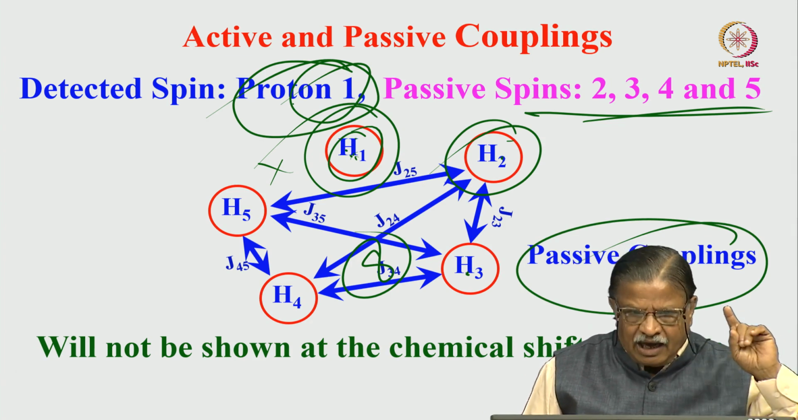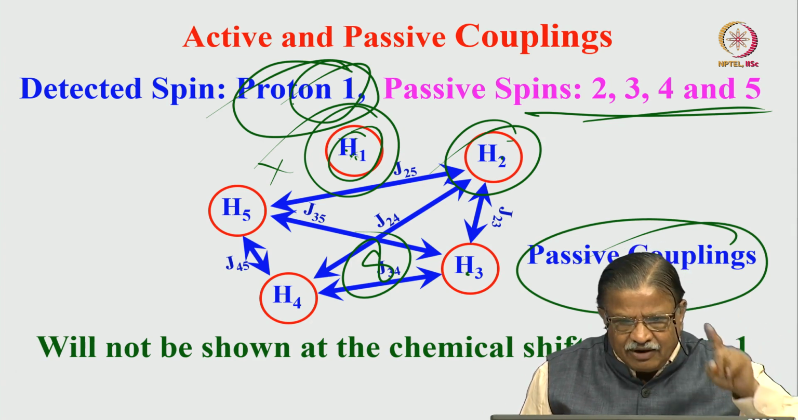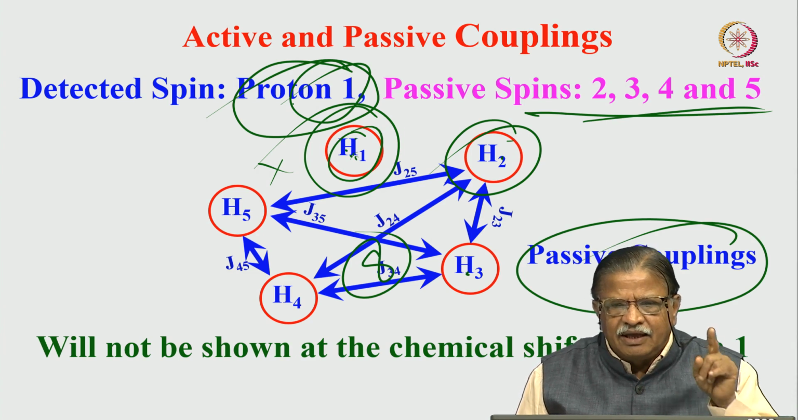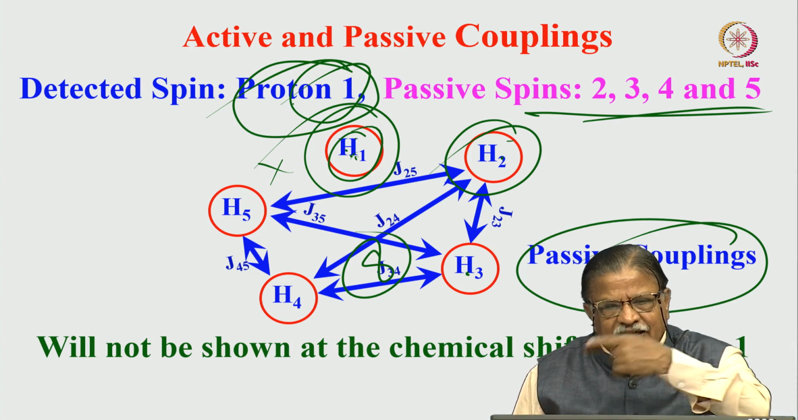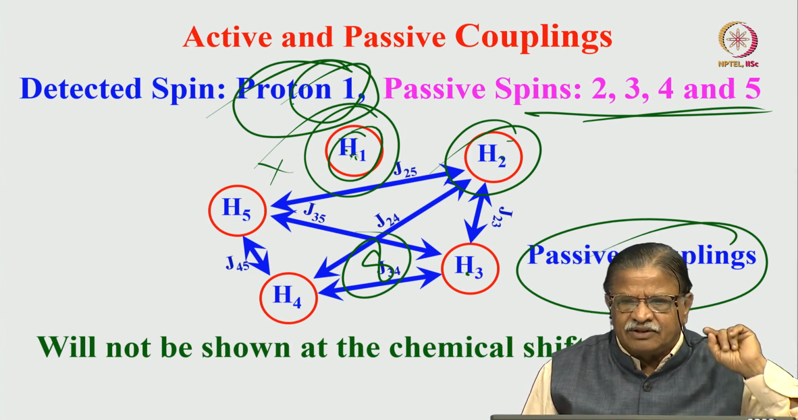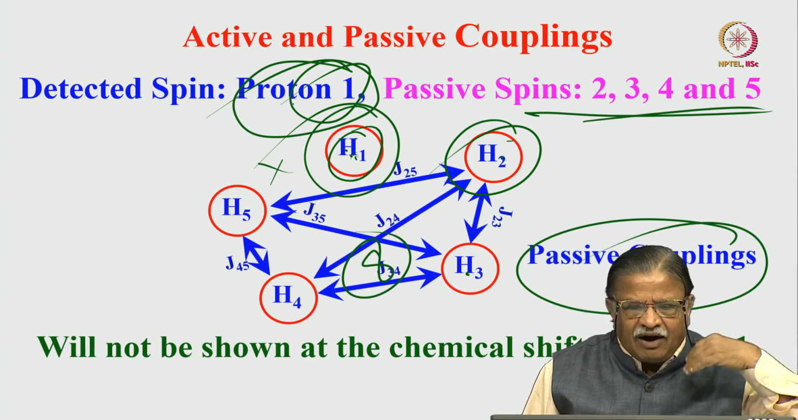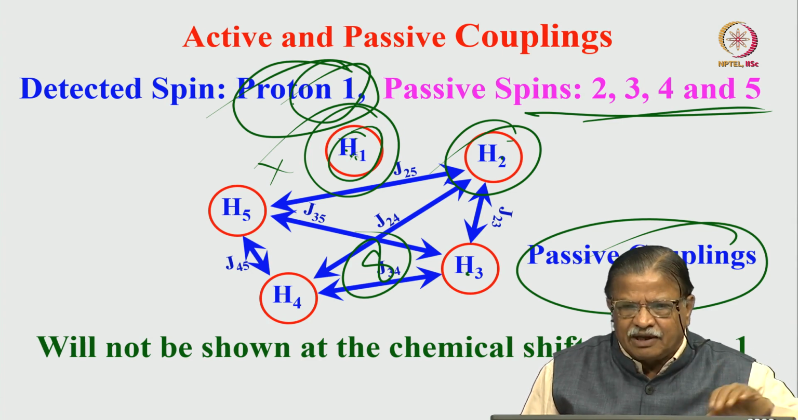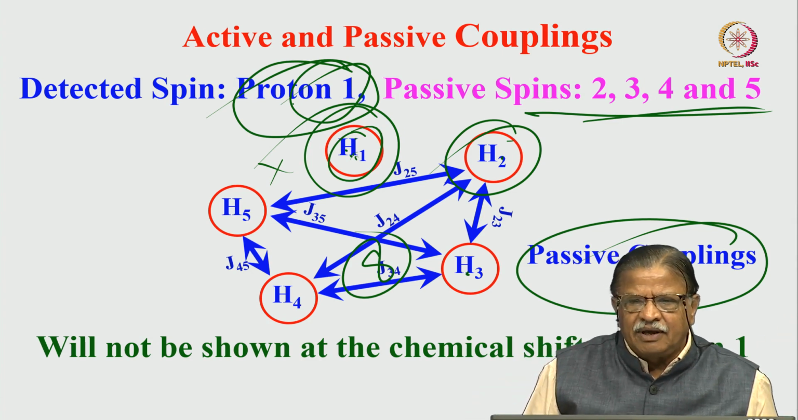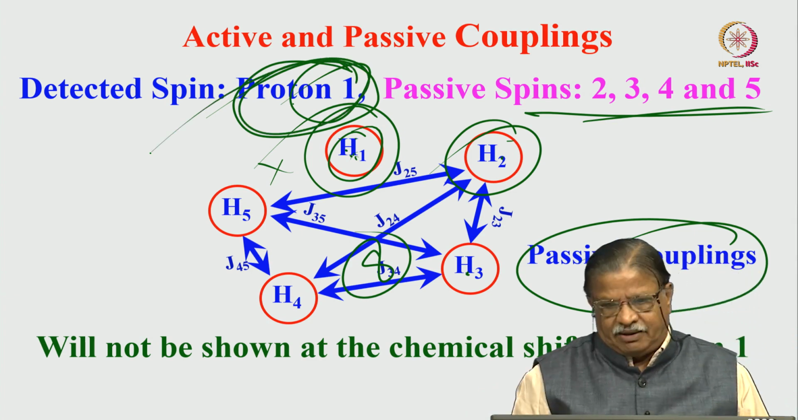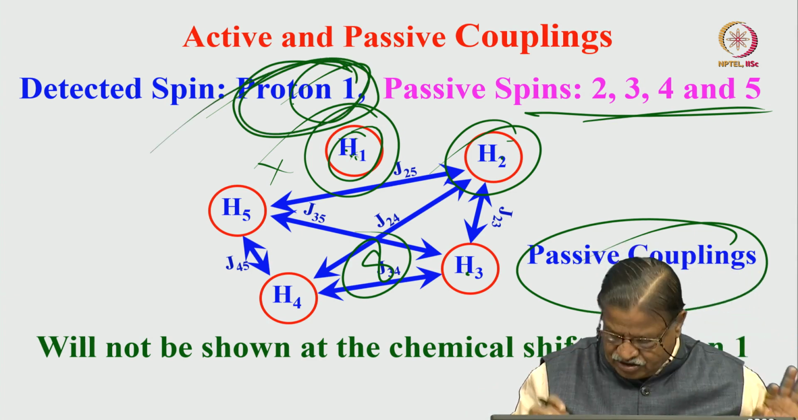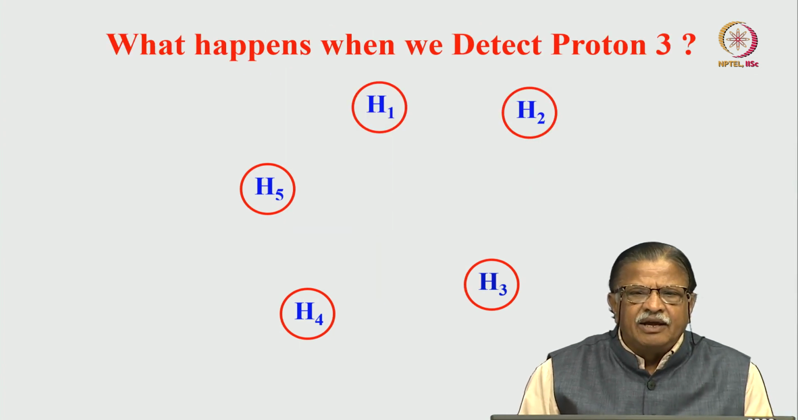You understood? Active coupling is the one where, at a particular site of the proton you go, that is the active proton. With respect to that, all the couplings of the passive spins are seen, and that is called active coupling. Whereas all other couplings, the remaining couplings among the passive protons, are not seen at the chemical shift of proton 1. This is a simple logic you should understand. You may extend this logic.